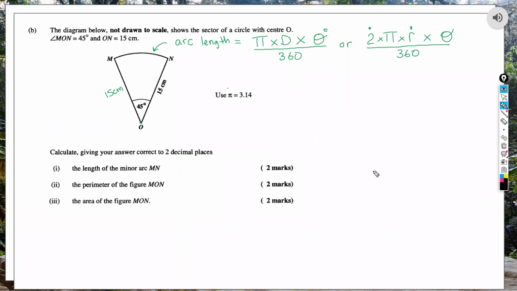If you ever want to find the area of a sector, you have to use this formula. Pi multiplied by radius squared, multiplied by the angle inside the sector, divided by 360. All right. So guys, I think you have everything you need in front of you to figure out part 1, part 2, and part 3.